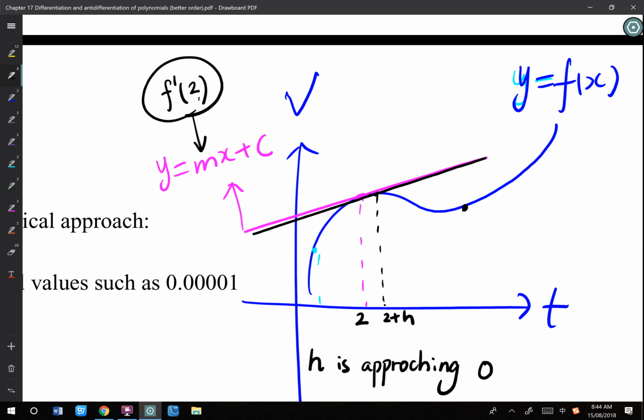Okay, this value should be the instantaneous rate of change at x equals 2. It is also the gradient of that pink line. Why? Because the pink line is the tangent at x equals 2, then the gradient of that tangent is the instantaneous rate of change. So they are equivalent. So the notation is f dash 2. It is the gradient of the tangent at that point 2.